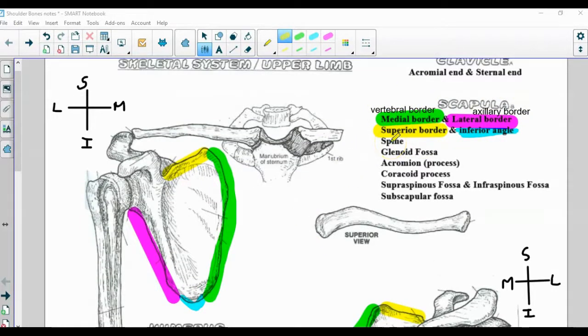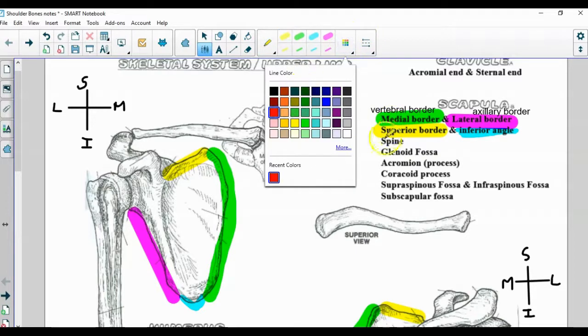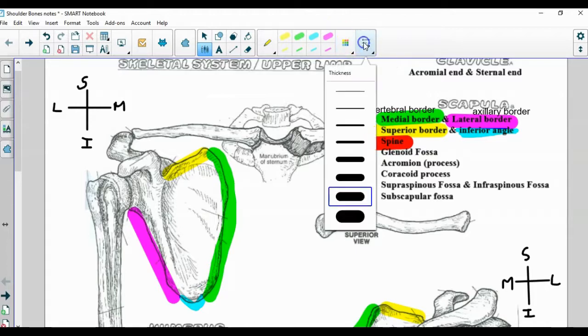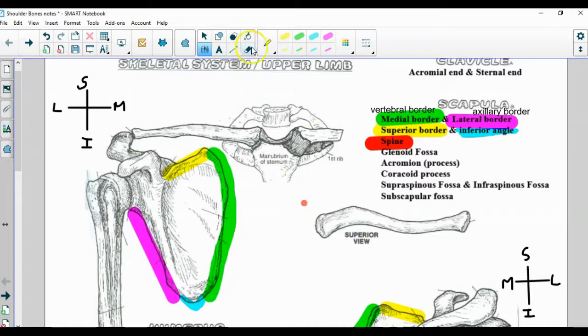The next thing that we're going to look at on the scapula is the very, very important spine of the scapula. So I'm going to use a bold color on that. The spine I'm going to make red. It is one of the most prominent features of the scapula, and one of the top two things I want you to look for as soon as you pick up a scapula bone is to find the spine of the scapula.